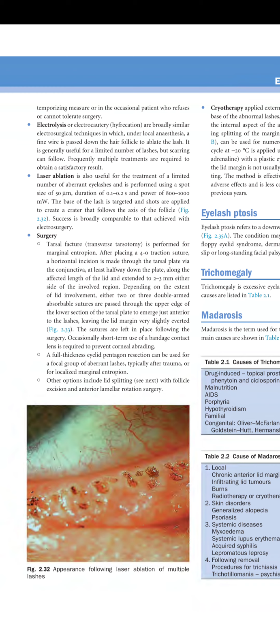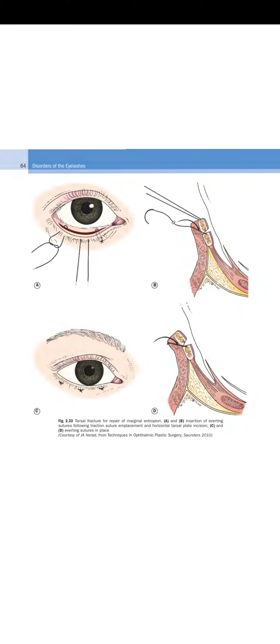Occasionally, short-term use of a bandage contact lens is required to prevent corneal abrasion. A full thickness eyelid pentagon resection can be used for a focal group of aberrant lashes, typically after trauma or for a localized marginal entropion. Other options include lid splitting with cryotherapy, follicle excision and anterior lamellar rotation surgery. So we can see figure 2.33. It is showing the tarsal fracture for the repair of the marginal entropion.